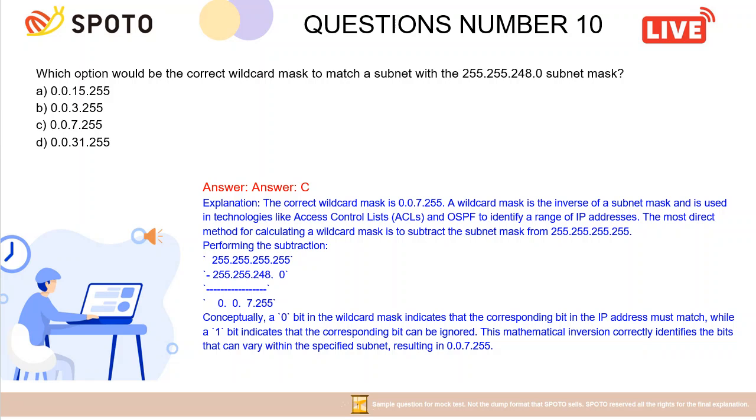Conceptually, a 0 bit in the wildcard mask indicates that the corresponding bit in the IP address must match, while a 1 bit indicates that the corresponding bit can be ignored. This mathematical inversion correctly identifies the bits that can vary within the specified subnet, resulting in 0.0.7.255.